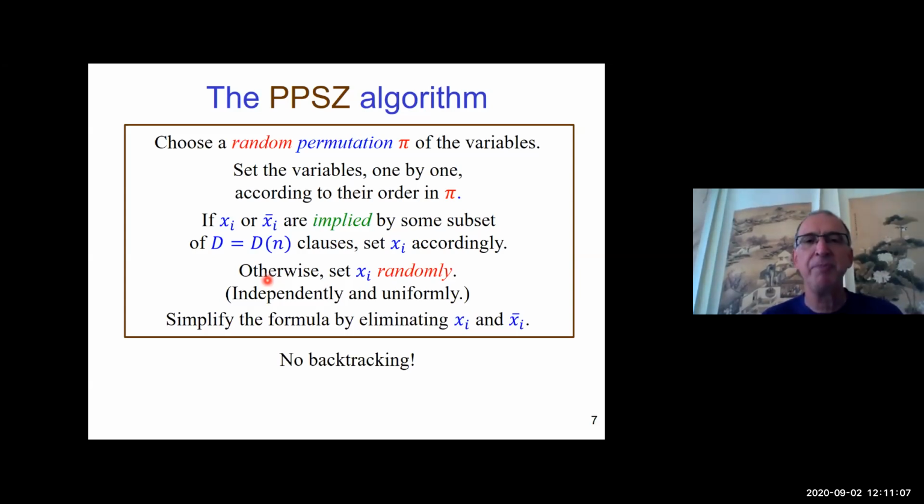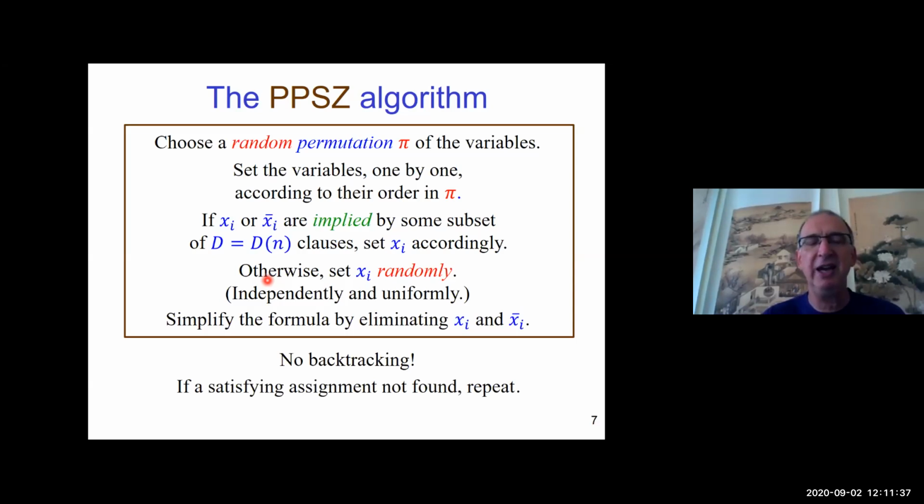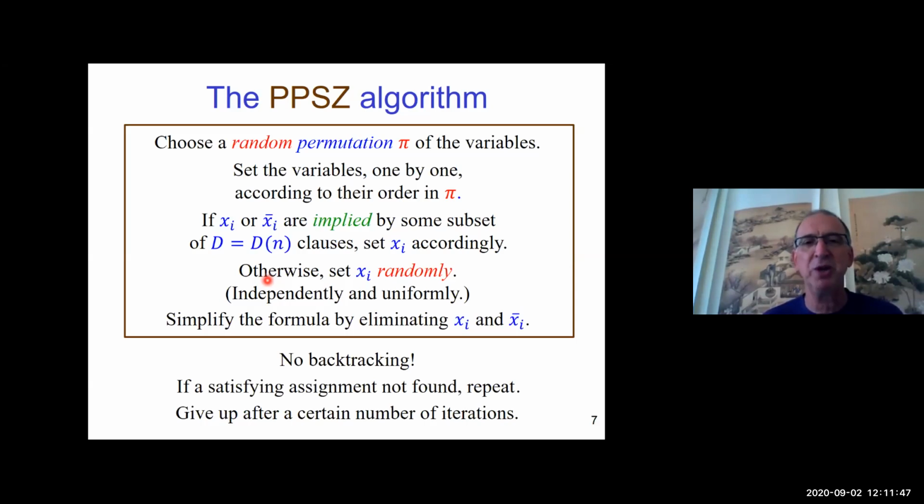Note that there's no backtracking. We may get stuck at some stage. For example, it may be that both xi and not xi are being implied. In that case, we can just stop. But otherwise we just go on until the very end or until we discover a contradiction. And then we check whether the assignment we constructed is a satisfying assignment. If so, we're very happy. We solved the problem. Unfortunately, if it's not a satisfying assignment, we just repeat. And of course, if we do that a certain number of times and still haven't found a satisfying assignment, we give up and we say that the formula is not satisfiable. We may be wrong, of course. It's a randomized algorithm with one-sided error.